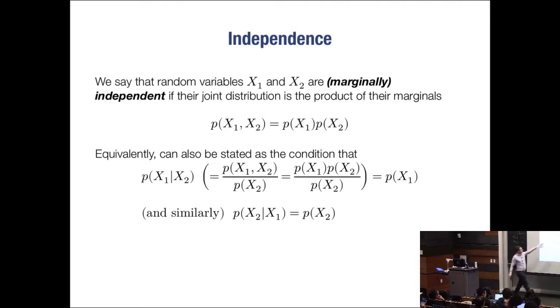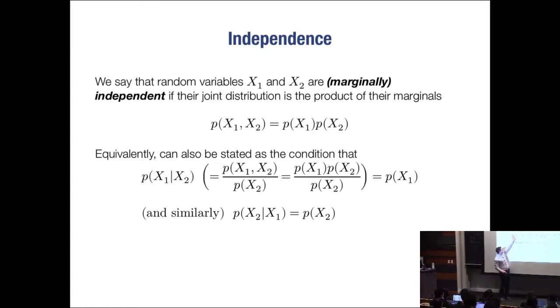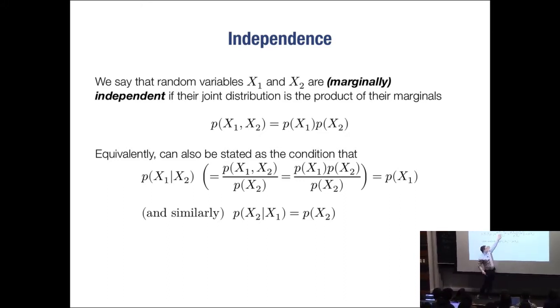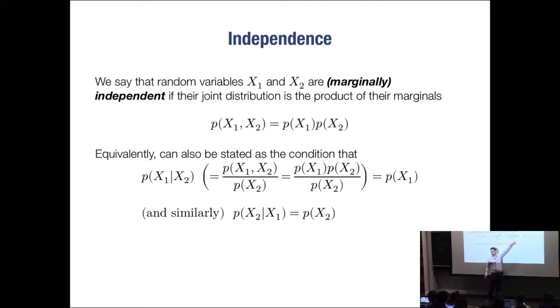So to show this is equal to that, all I do is first plug in the definition. I use the fact that this is equal to the product of those two things, and those two cancel out. So therefore, it's just equal to P of x1.